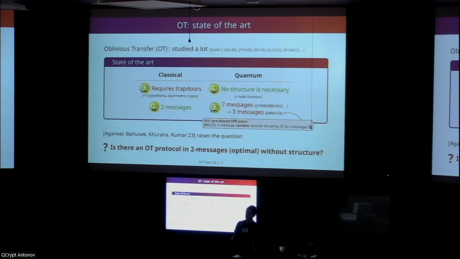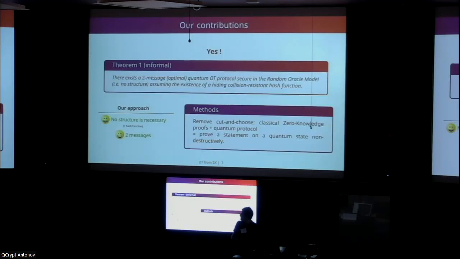Another great work presented earlier this week manages to do bit string Oblivious Transfer with 2 messages as well, but in the pre-shared EPR pair model. But this former paper raises the question: is there an Oblivious Transfer protocol that can be done with only 2 messages without any structure? In our work, we answer positively to this question. We show that there exists a 2-message Oblivious Transfer protocol that is secure in the random oracle model, assuming the existence of a hiding collision-resistant hash function.